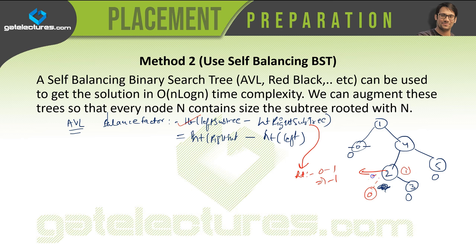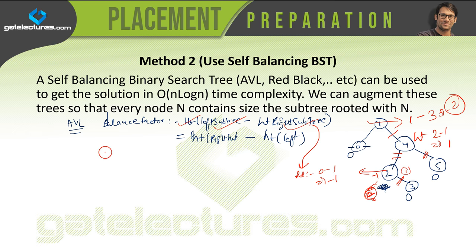The height of this node will be minus 1 because there's no left subtree. Now here, the height of the left subtree is 2, and the height of the right subtree is only 1. So it is 2 minus 1, which is equal to 1, because it is the height of the left subtree minus the height of the right subtree. In the same way, for this node, the height of the left subtree is only 1, but the height of the right subtree is 1, 2 and 3. So the height of the right subtree is 3, so the balance is minus 2 and so on. This way we can find the height of a node in a binary search tree.